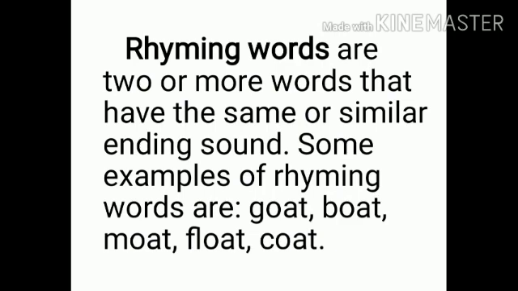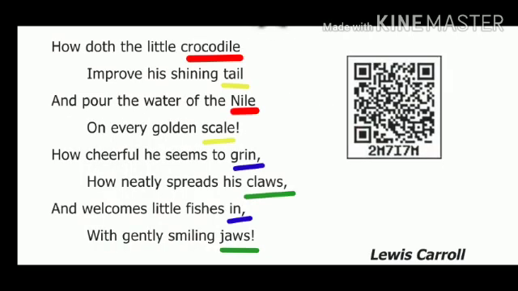Children, what do you mean by rhyming words? Rhyming words are 2 or more words that have the same or similar ending sound. Some examples of rhyming words are goat, boat, moat, float, coat. Now, let us identify the rhyming words of this poem. Look at this picture. Crocodile, Nile, tail, scale, grin, in, claws, jaws. These are the rhyming words of this poem.